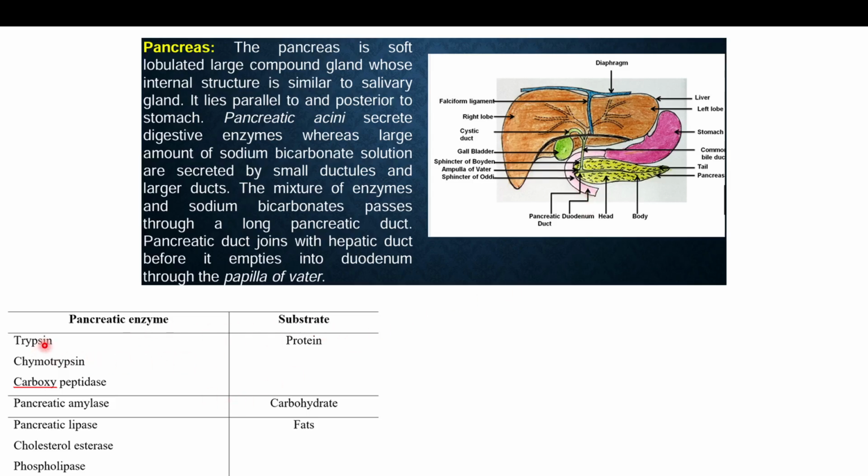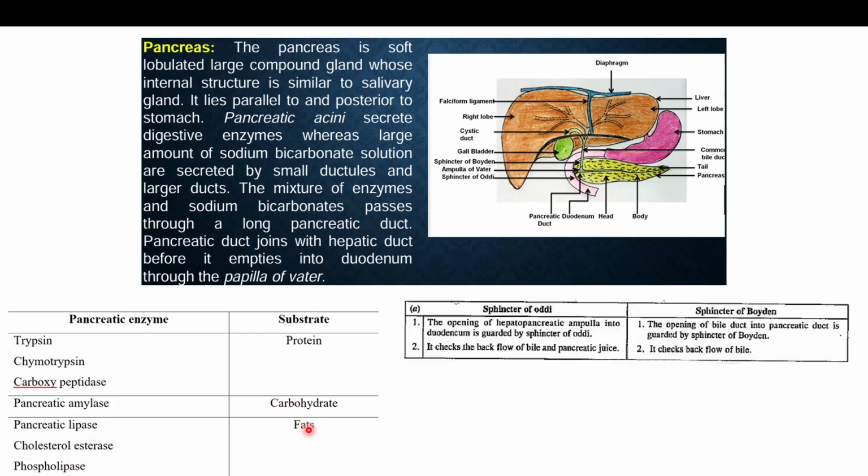Okay, so pancreatic enzymes and their substrates. There are the enzymes trypsin, chymotrypsin, and carboxypeptidase, which act on protein molecules and digest them into smaller peptides and amino acids. Then we have pancreatic amylase, which acts on carbohydrates. Then there are pancreatic lipase, cholesterol esterase, and phospholipase, which act on fats.